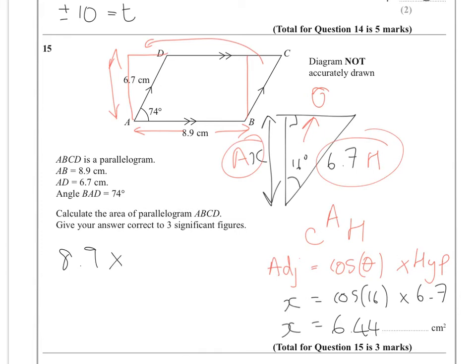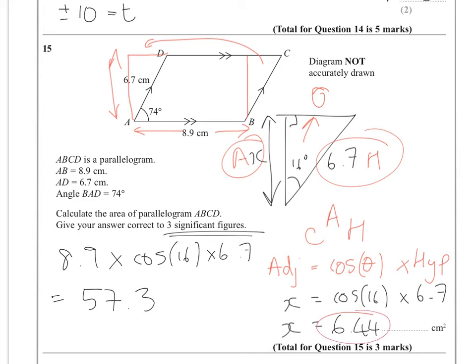So therefore, to calculate the area of the parallelogram, which we've constructed into a rectangle, I need to do the base 8.9 times the height, either using 6.44 or actually let's use cosine 16 times 6.7, which gives you a value of 57.3 to 3 significant figures. So 57.3. Remember this kind of question, don't round early on. So if you've calculated the value of x to be 6.44, don't substitute 6.44 into the final equation, but use all of the numbers on the calculator screen. So it'd be 8.9 times 6.44, etc. All the values on the calculator screen. Alternatively, use cosine 16 times 6.7.